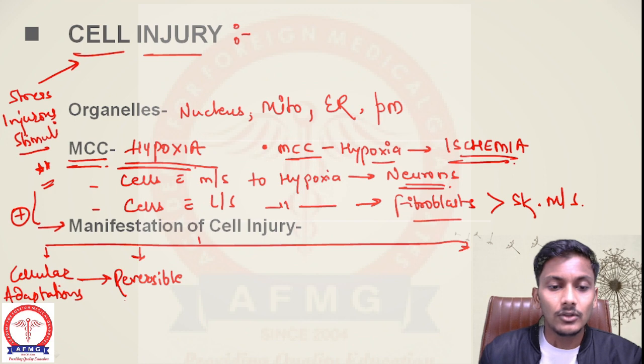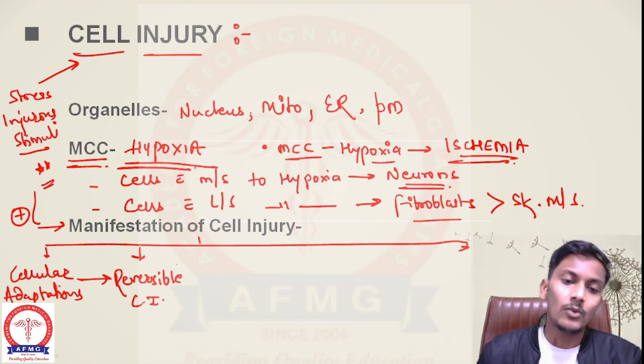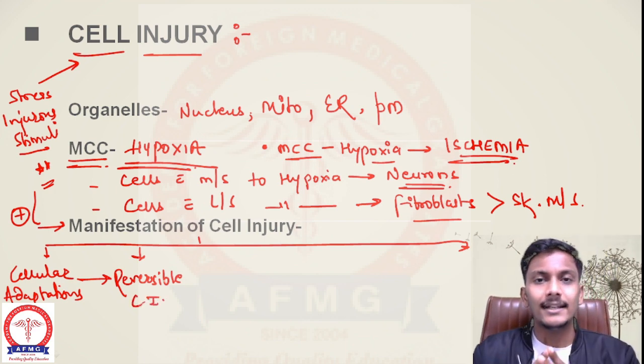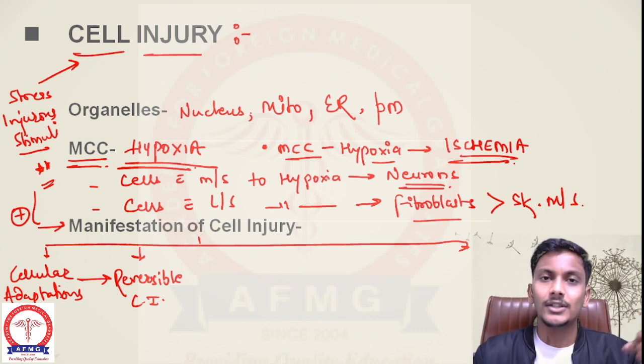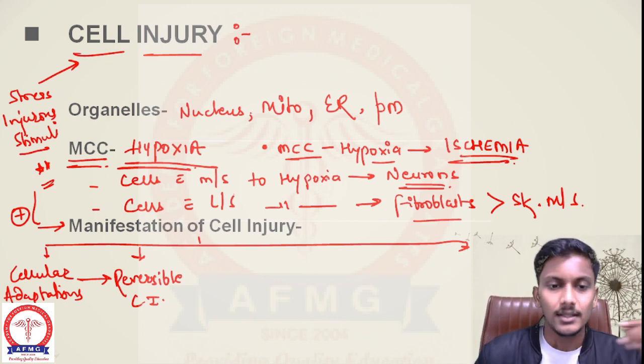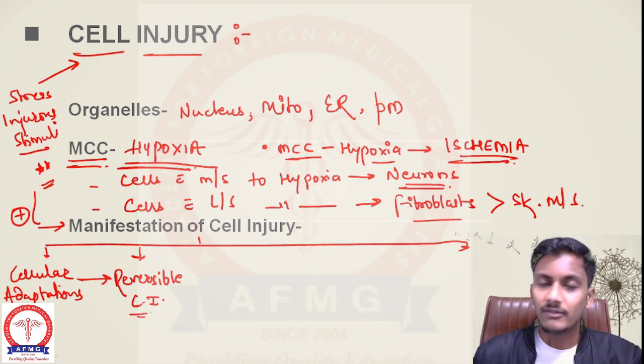Then the cell would undergo reversible cell injury. And what do we mean by reversible cell injury? That is, as soon as we withdraw or take off the injurious stimuli or the stress, the cell will restore its normal physiological state. The cell will restore its normal functioning state. That is what we mean by reversible cell injury.